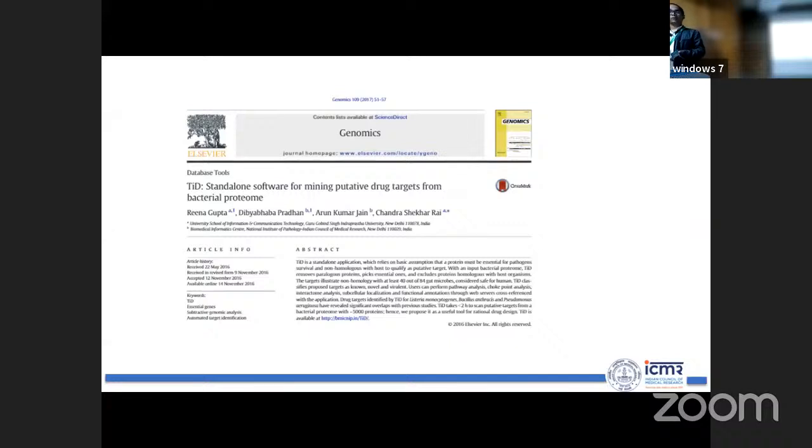Once you have annotated the genome, you will be getting protein sequences. Give them as input to this software. It will give you results in half an hour to 2 hours. It will tell you what the potential drug targets are, how many virulent genes there are. All that information it can give you.